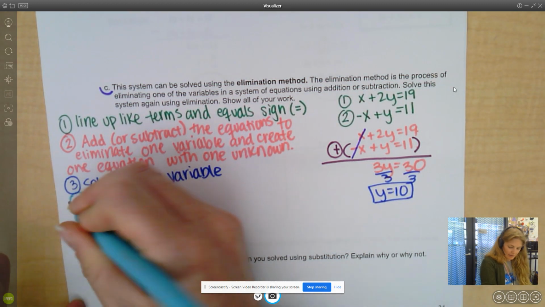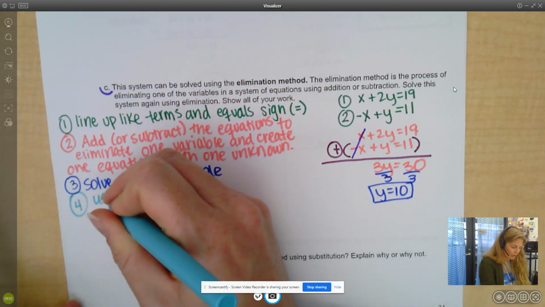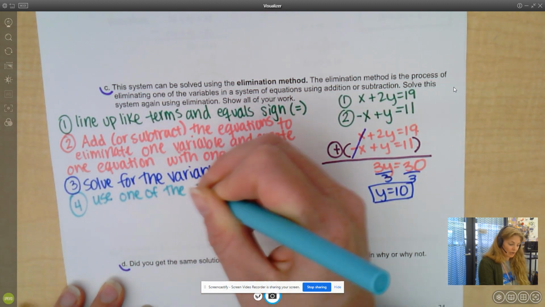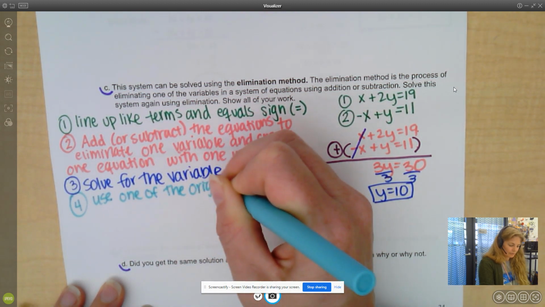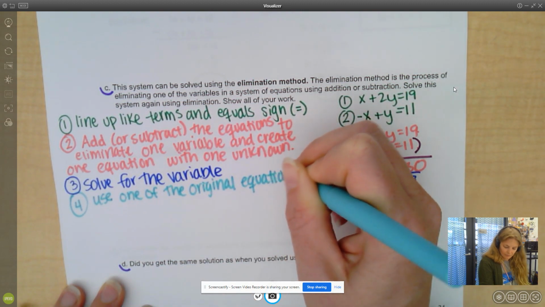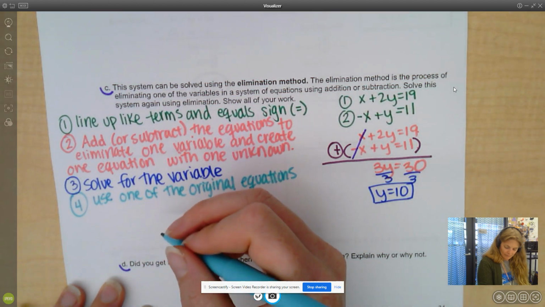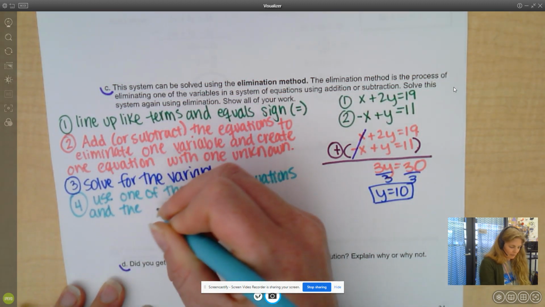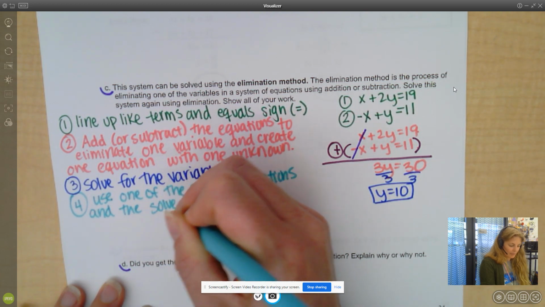Step 4 is going to be use one of the original equations and the solved for variable.